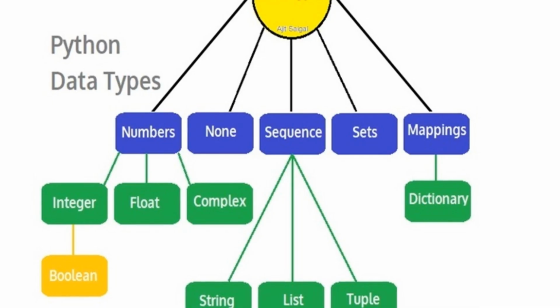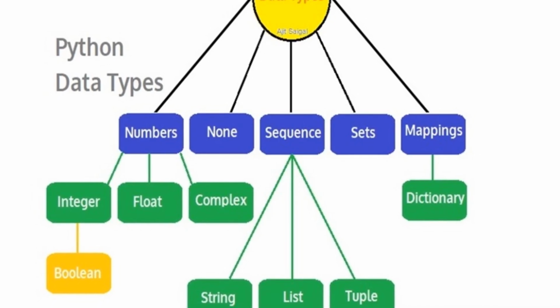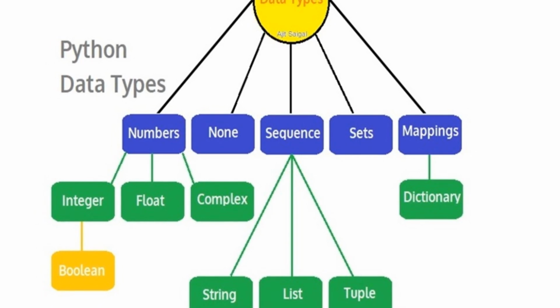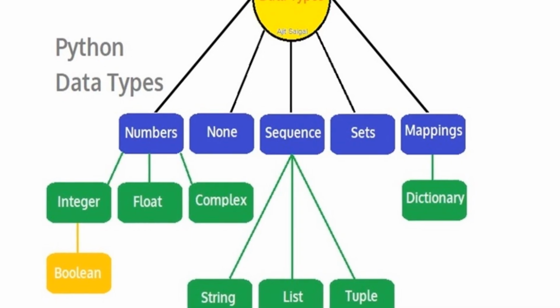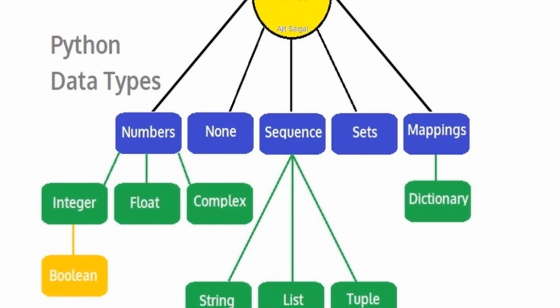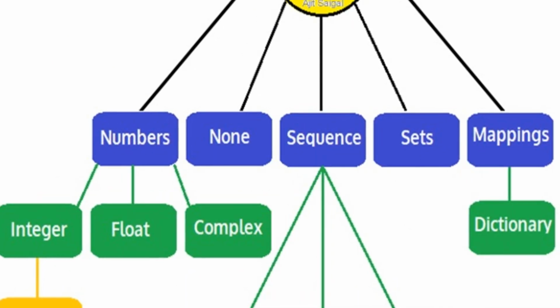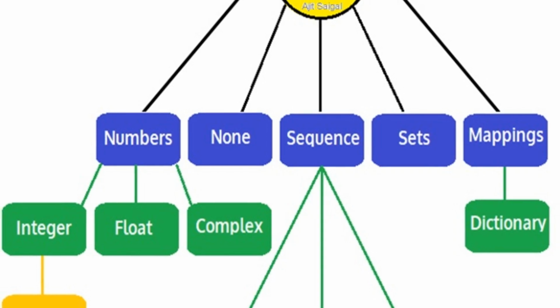Python has 5 major data types: numbers, none, sequence, sets, and mappings. Numbers can be integer or float or complex. The sequence data type can be in the form of a string, a list, or a tuple. The mapping data type is handled by dictionary.